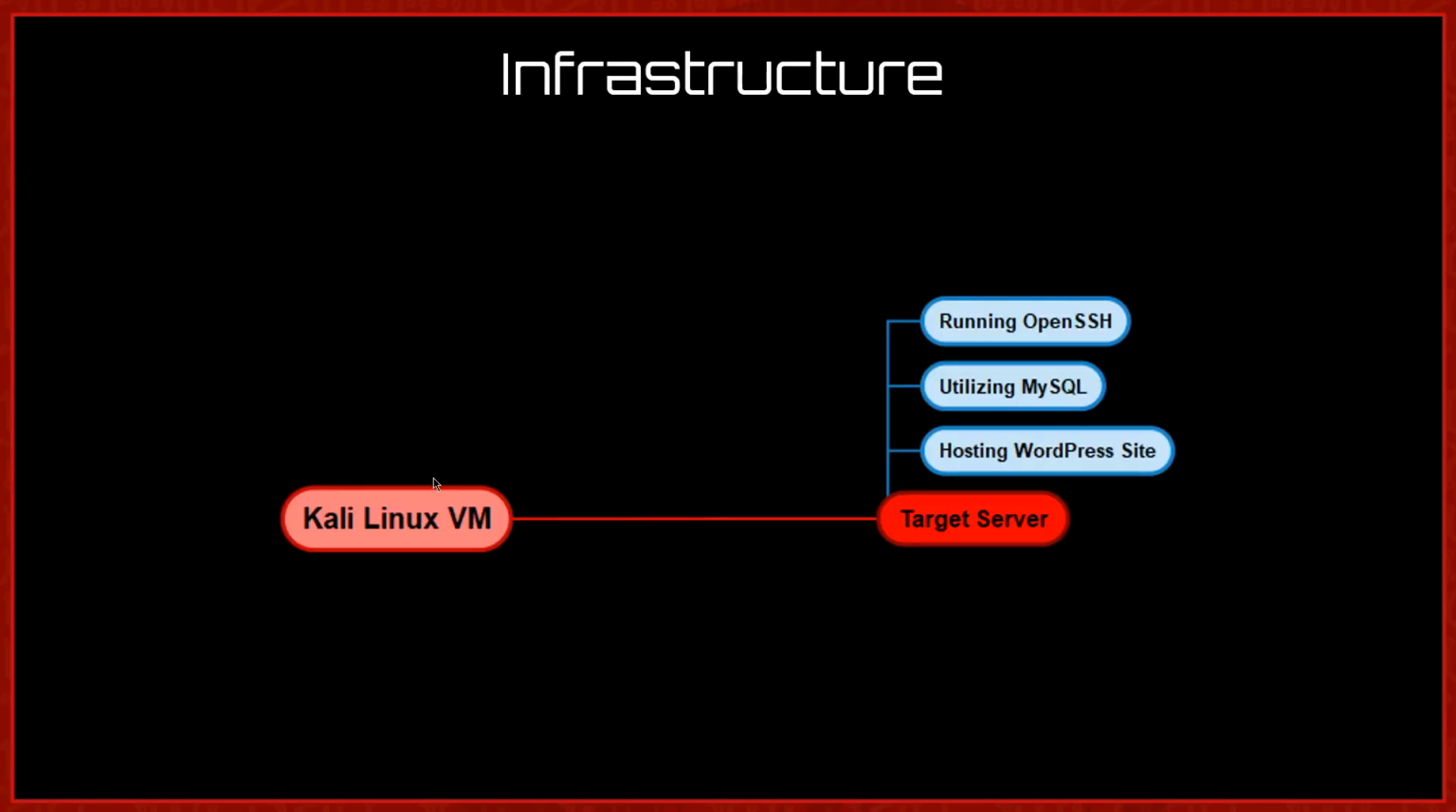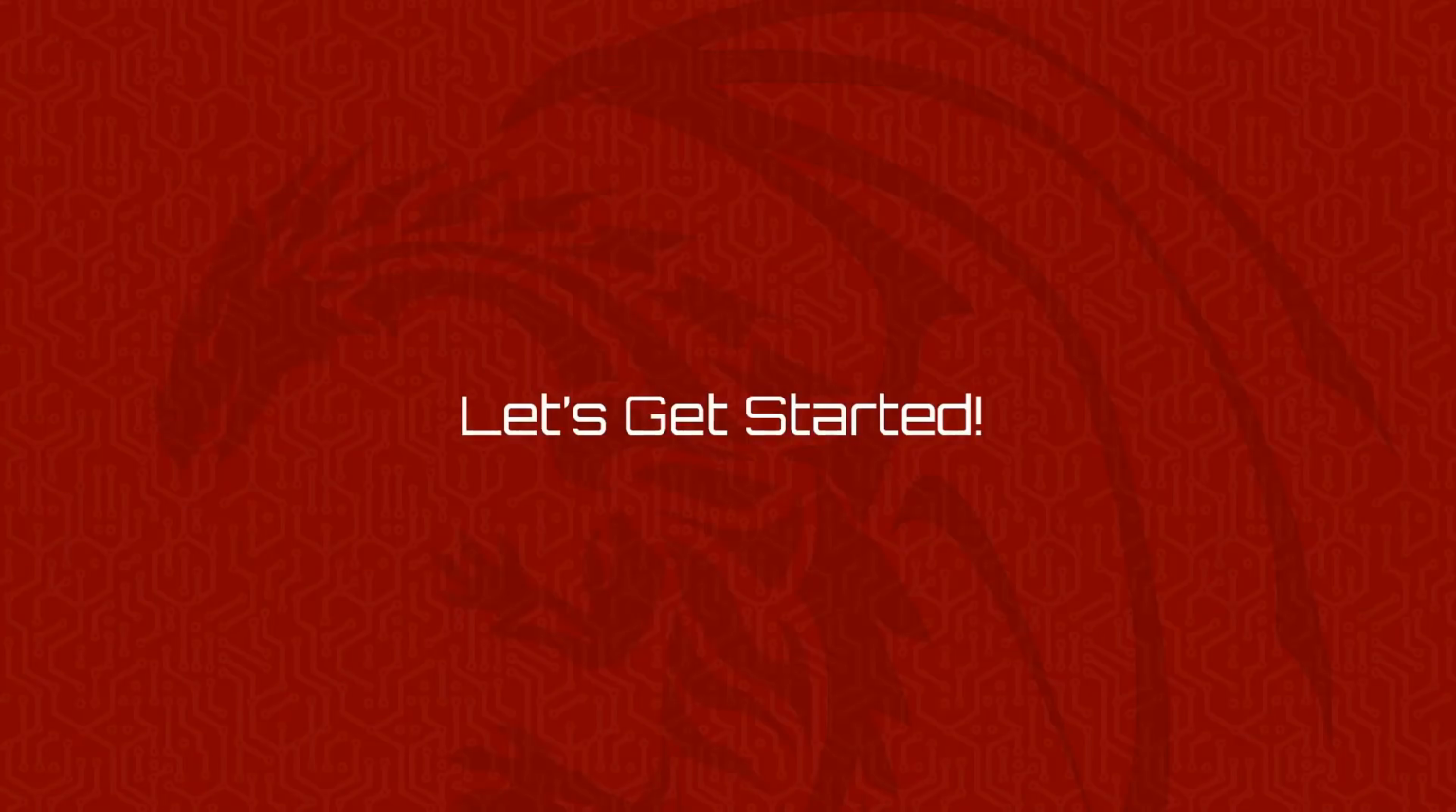As you can see, this is our infrastructure. It's fairly simple. The scenario is that we have identified the website or the web server that hosts the website for our target company. The target server is hosting a WordPress site. It's utilizing MySQL because WordPress is a content management system that requires a database, and in this case, the database of choice is MySQL, and it's also running OpenSSH and has the SSH port open to allow for authentication to the Linux server. That being said, that's pretty much all that we need to get out of the way in regards to the theoretical section of this video.